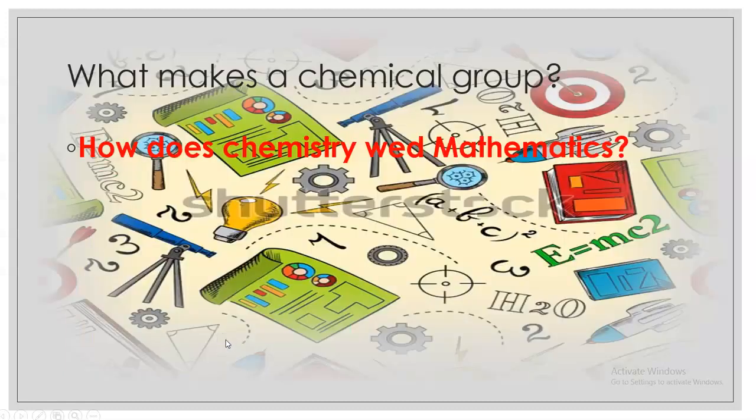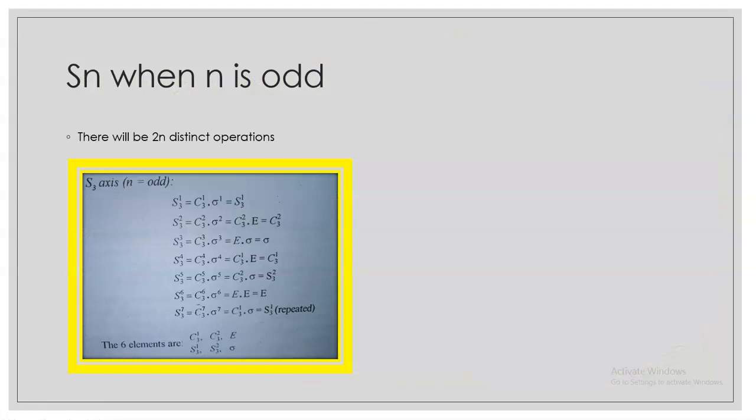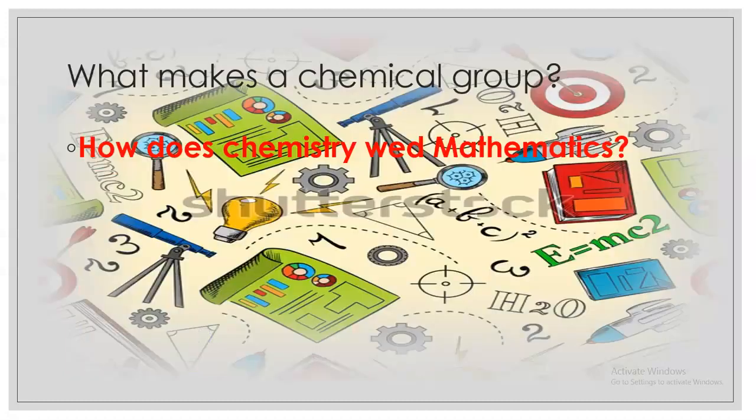So when n is odd, we understand that there are 2n elements that are generated out of an Sn axis. This is a very important thing that you have to note down, and we will finish this video soon, and we will once again meet in the next video, in which we will talk about how mathematics and chemistry go together to form chemical groups.